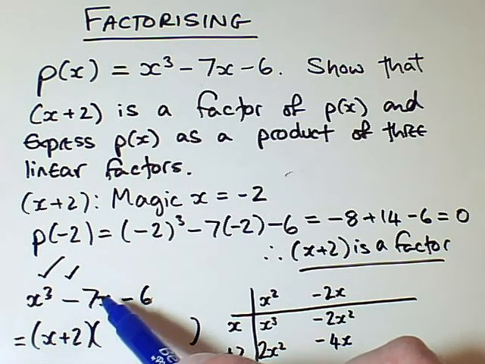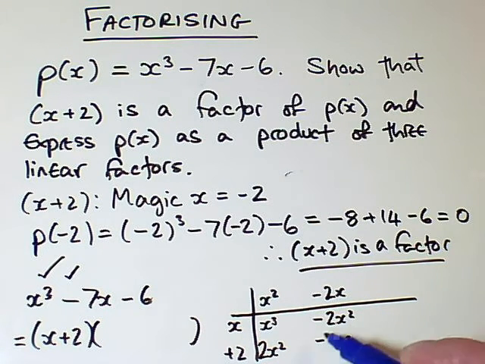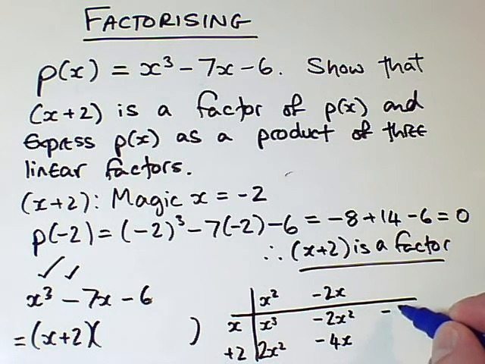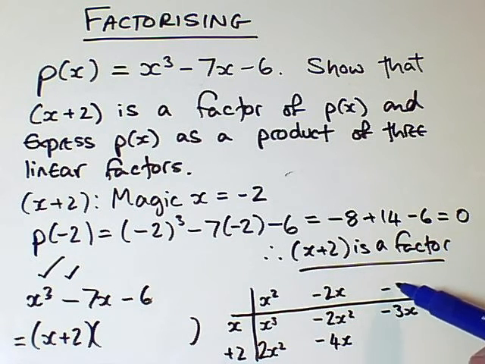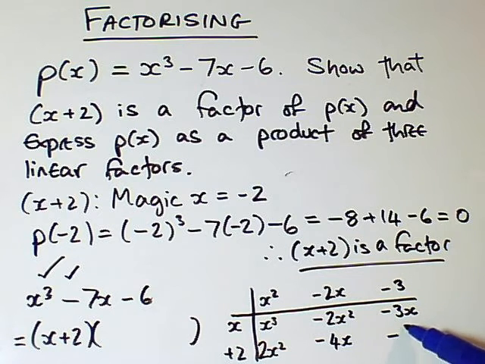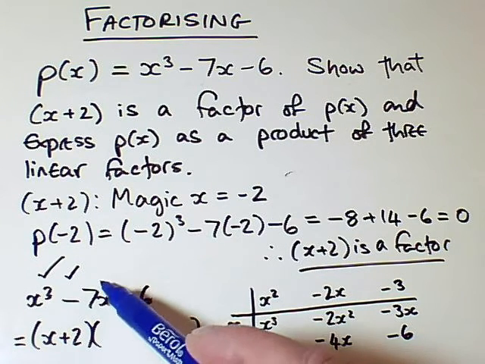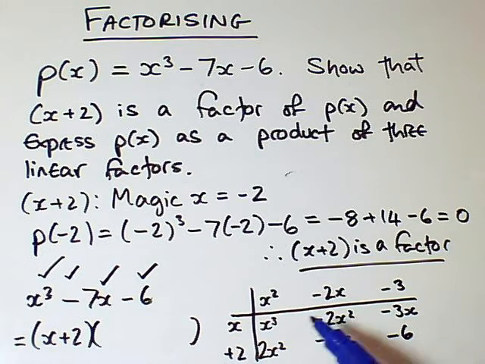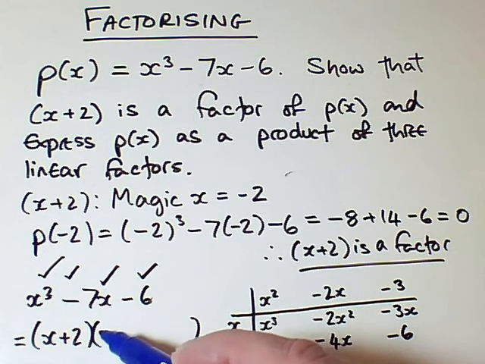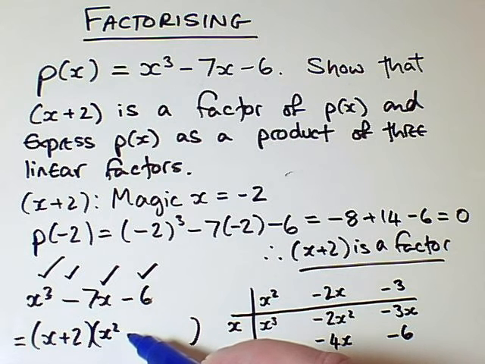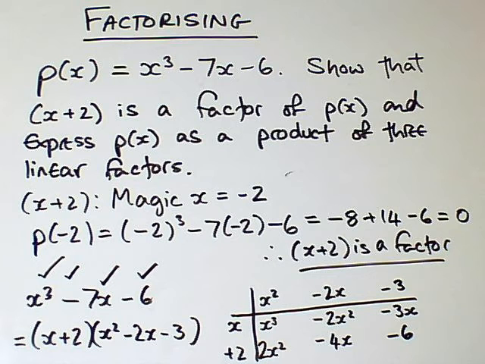Now I've got to make the x term work out. Minus 7x, I've got minus 4x, so I need another minus 3x. In order to achieve that, I need x times minus 3, which gives me minus 6 down here, which is exactly what I wanted. So these two terms work as well, and I've completed my factorisation up to this point. So I've got x squared, I've got minus 2x, I've got minus 3, but I'm not done yet.